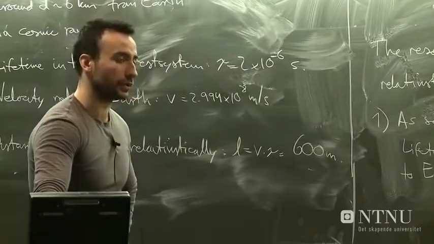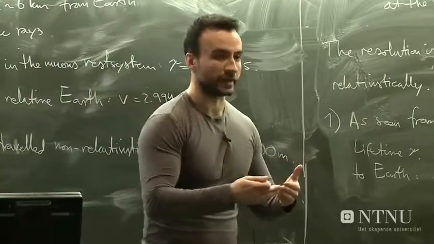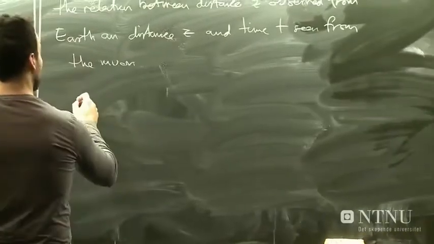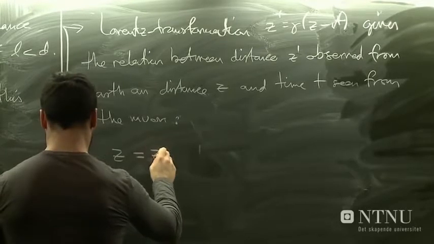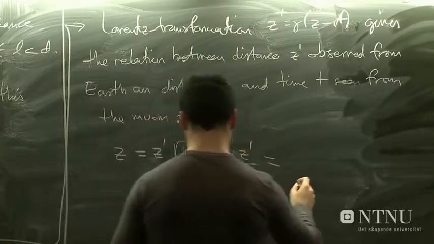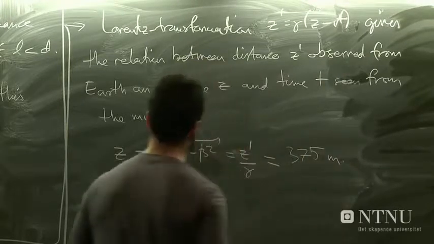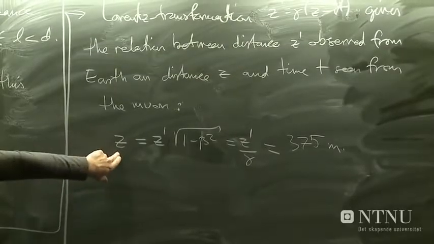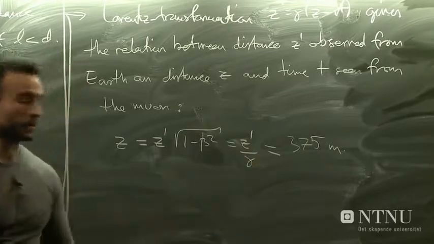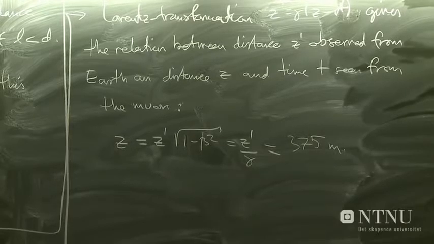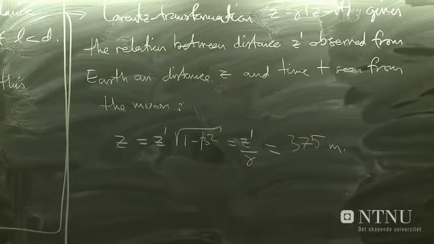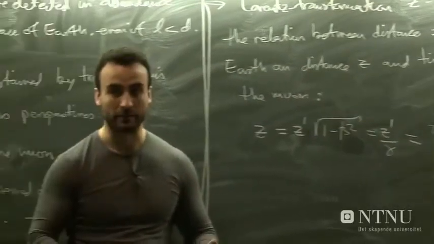And according to this phenomenon of length contraction, we know that moving objects should appear smaller. So the distance to Earth, as seen from the muon, is the distance as seen from Earth divided by this gamma factor, which equals 375 meters. And this is because Earth is moving towards the muon at a very large speed compared to the speed of light. And so the length here is contracted as seen from the muon.